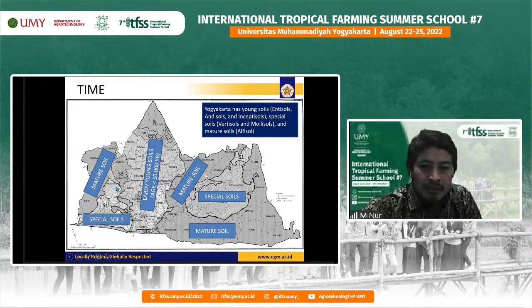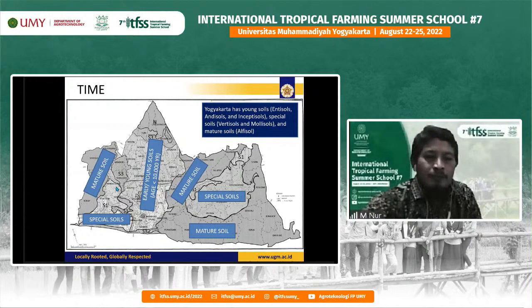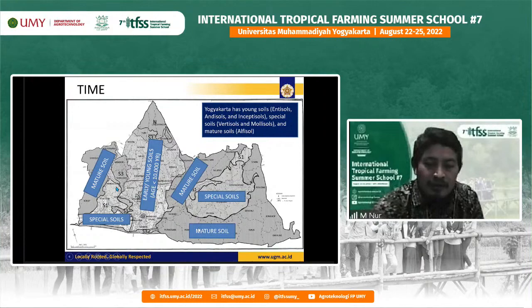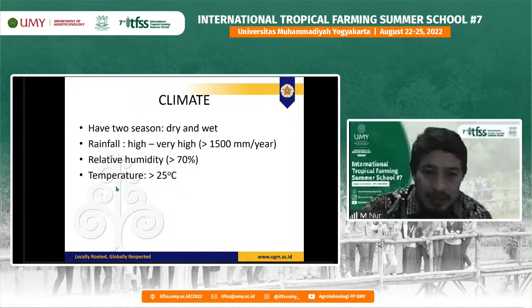But even though it is red soil, this one is still fertile, not like ultisol. Red soil like ultisol is very low fertility, but this one is still fertile. And then this one is about climate.